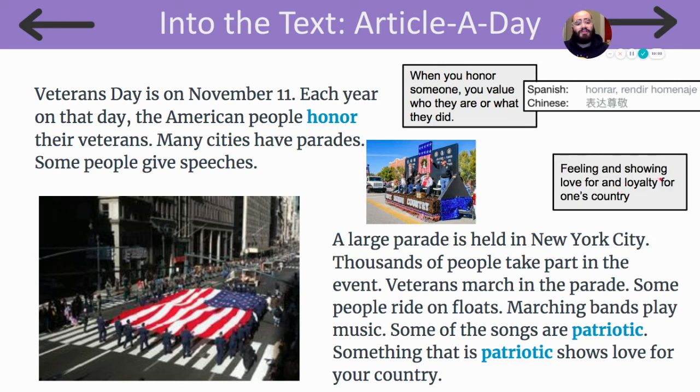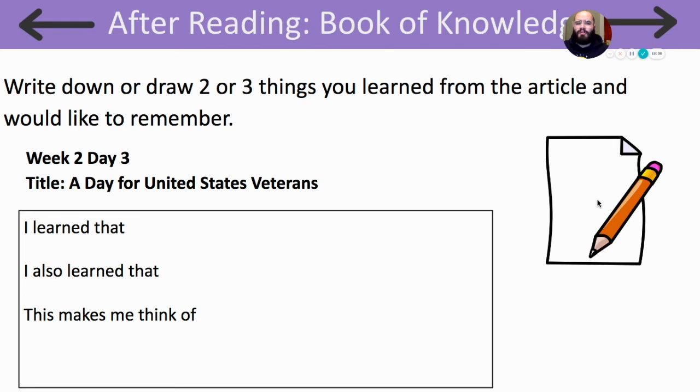Some of the songs are patriotic. Patriotic is feeling and showing love for and loyalty for one's country. Something that is patriotic shows love for your country. So these people are very patriotic because they show love for our country. Now I want you to write down 2 or 3 things you learned from the article and would like to remember. Take a moment to do that now.